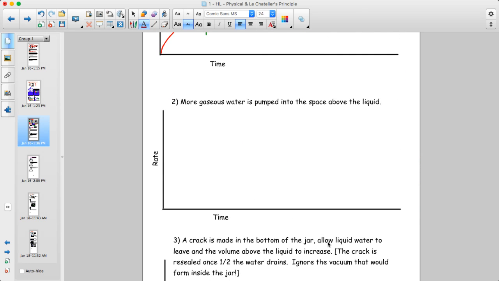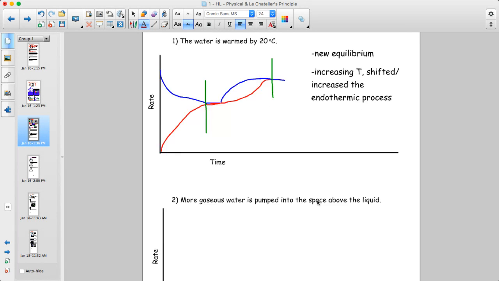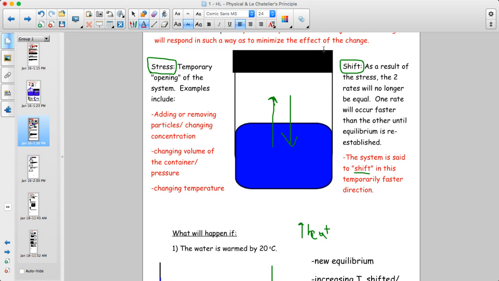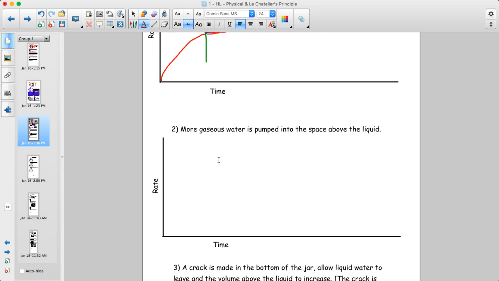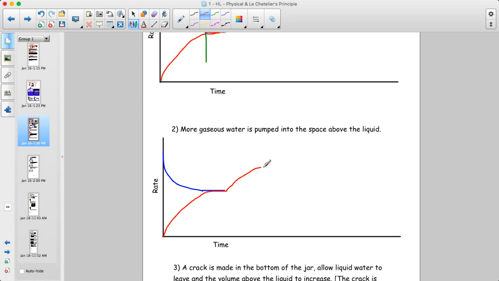Okay? A couple other stresses. If we added a bunch of gaseous water into the space above the liquid, so if somehow we had a little pump and we filled this space up with lots and lots more gas particles, well, for a time, the condensation rate would pick up and be faster than the evaporation rate because you'd have all this really high pressure gas in here. And so what we would see in this instance is, again, this is our original equilibrium. And then when the stress is added, if they pumped in so much gas, then the rate of condensation would pick up for a while.